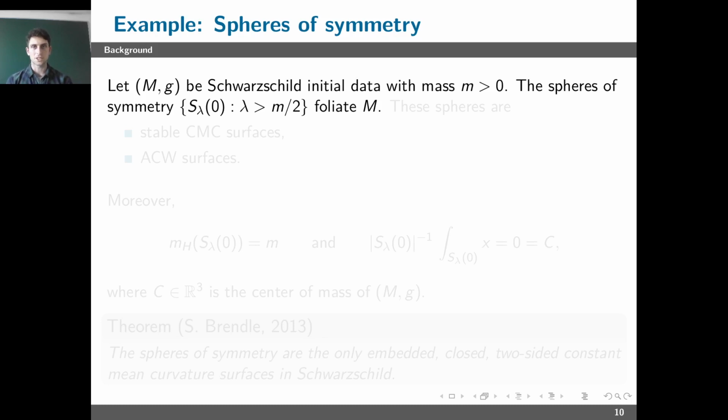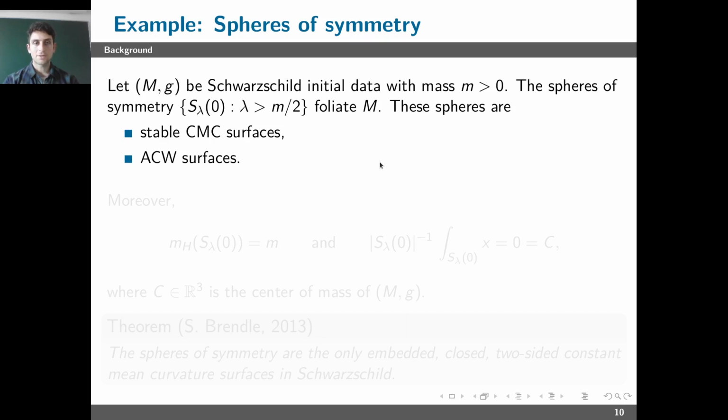Okay, to again get a bit of a feeling for these surfaces, let's consider an example again, which is going to be the Schwarzschild space. In the Schwarzschild space, you can prove the following. The Schwarzschild space is rotationally symmetric, and one consequence of that is that if you take a coordinate sphere centered at the origin of a radius larger than m/2, then the sphere is symmetric in the sense that it has constant curvature. And now by direct computation, you can show that all of these spheres are stable constant mean curvature surfaces and also area constrained Willmore surfaces. Also, it is very immediate to see that the family formed by all of these spheres forms a foliation of all of the Schwarzschild space.